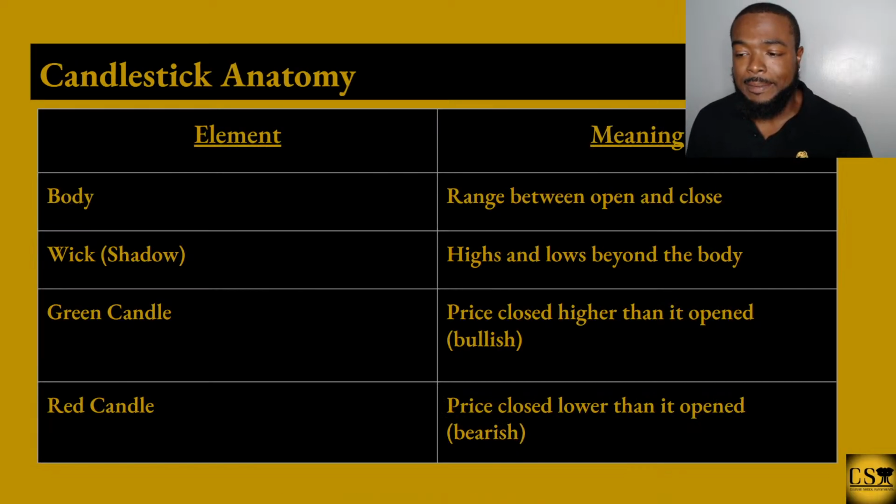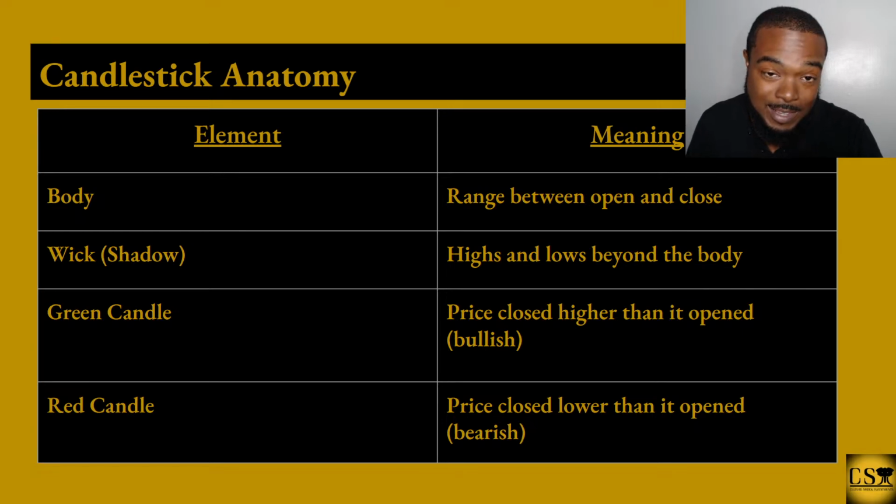Candlestick anatomy. So we had the body. That's the range between the opening and the close. That was that green portion of the candlestick we saw. That's the body of the candlestick. The wick is the skinny part of the candlestick I showed you at the top and the bottom. Those are highs and lows beyond the body. If you have a green candle, it usually represents a candle that closed higher than it opened. If you have a red candlestick, it usually indicates a candlestick that closed lower than it opened.